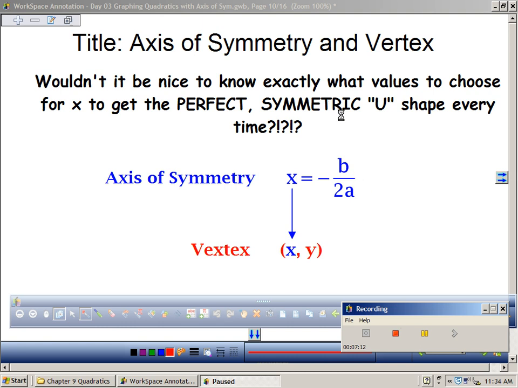Wouldn't you like to get that perfect symmetric U shape every time without having to wonder? Well, I've got the answer for you, the axis of symmetry. So we're going to use this formula to find the axis of symmetry to get that perfect symmetric U shape every time. But like I said, if you forget how to do this, you guys already know how to graph this stuff. This is just making your job a little bit easier. Does everybody have this down?